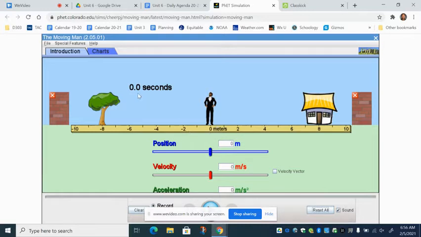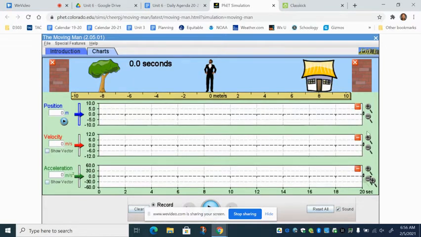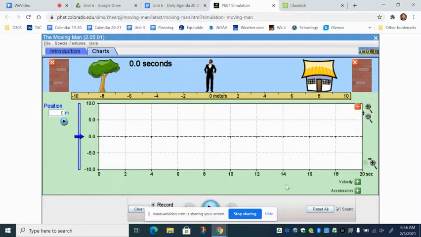Now I want you to hit charts up at the top here, and that way you get these graphs. Now we only want the position graph. So the velocity one, you can click the minus sign. The acceleration one, you can click the minus sign. And now we've got just a position versus time graph. And really we only want to use the positive numbers. So we're going to have positive time going this way, and we only want to use the positive part of this. So the guy's at 0 right now. We only want to move him to the right from here.